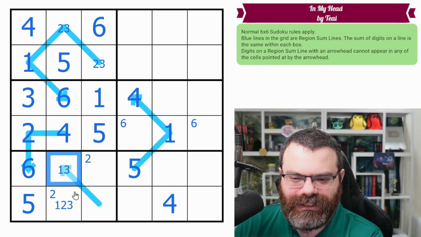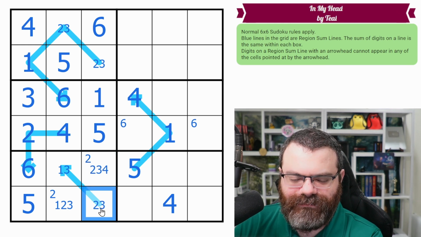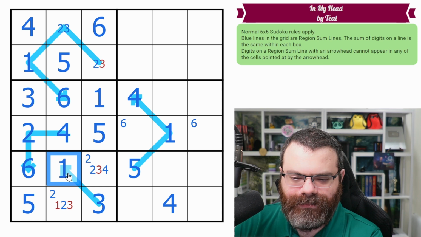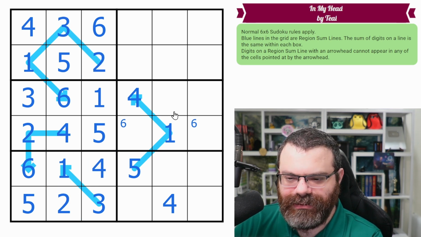This one's not a 2. This column needs 2, 3, 4. That one's not a 4 or a 2. So this is just 3 and 1. Placing the 2 and the 4. Placing 2 and 3. Very nice. All right, this whole stack's done.